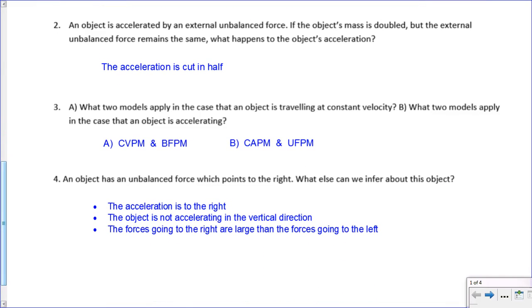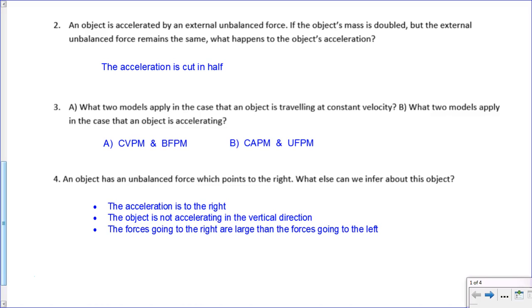Problem number two says, an object is accelerated by an external unbalanced force. If the object's mass is doubled, but the external unbalanced force remains the same, what happens to the object's acceleration? This problem is thinking about the relationship between force, mass, and acceleration. When you consider problems like this, I encourage you to think of an analogy I made about a shopping cart, where we have a shopping cart that you can fill with groceries, which would be adding more mass, or you can take groceries out, which would be removing mass. You could push harder on it, which would be adding a larger force, or you could be pushing less on it. And then the acceleration has to do with how fast the shopping cart is speeding up or slowing down.